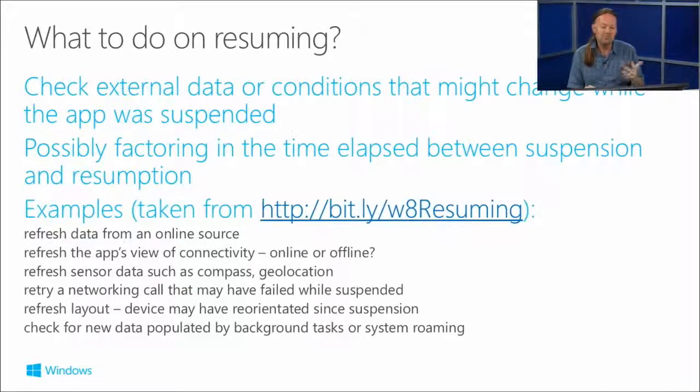There's plenty of other examples. There's a good link there which you can go and have a read of. Refreshing data from an online source: check. The phone might have gone offline while you're suspended. So if you're a networking app, you might want to change your status when you come back. Sensor data, you might want to go and get some new readings. Networking call: if you've made an HTTP request just before you're suspended, when you come back, that request will complete with an exception because the call will have been dropped while you were suspended. So you might need to make that call again.